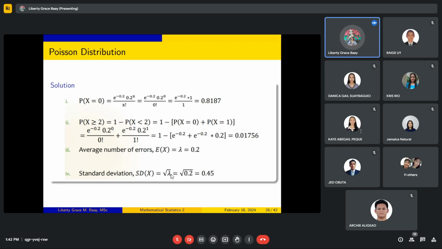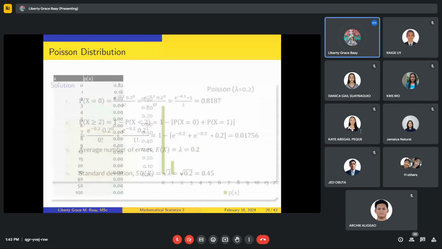Remember, class, in the Poisson the mean and the variance are equal, which is the lambda. Whereas in the binomial, it was the square root of npq, so you had to solve for the expected value of x squared. Here you don't need to, because the variance is just equal to the lambda. So for the standard deviation, the square root of 0.2 is equal to 0.45.